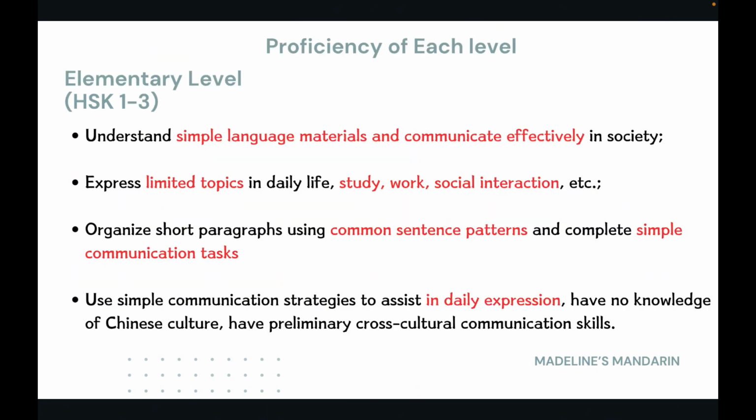Now let's look at the proficiency of each level. Elementary level includes HSK 1 to 3. You need to understand simple language materials and communicate effectively in society. Express limited topics in daily life, for example, study, work, social interactions. Organize short paragraphs using common sentence patterns and complete simple communication tasks.